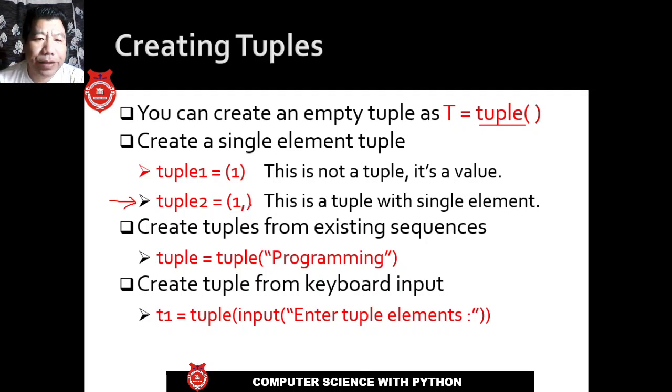The comma is essential. And you can create tuples from existing sequences. For example, programming is a sequence of characters, so you can create tuples from this. The name of the tuple is simply tuples, and we are creating tuples from the programming language. So what will the elements be? The elements will be P, R, O, G, something like this.